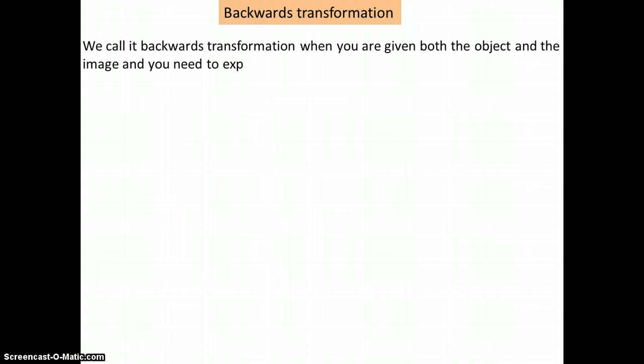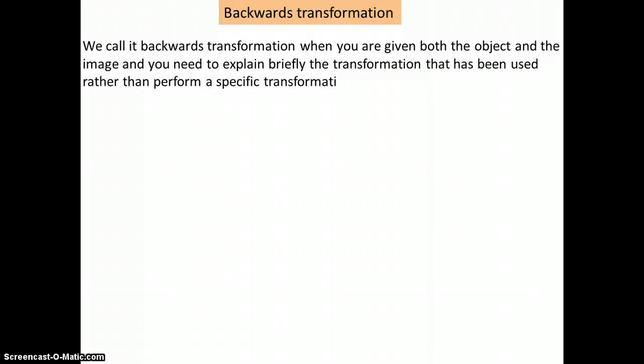In this presentation, I will refer to backwards transformation and give some examples of backwards reflection. Let's start with what backwards transformation is. Backwards transformation is when you are given both the object and the image and you need to explain briefly the transformation that has been used, rather than perform a specific transformation.